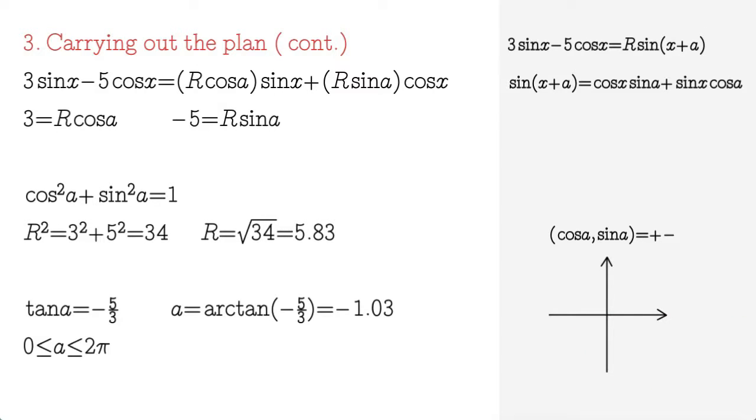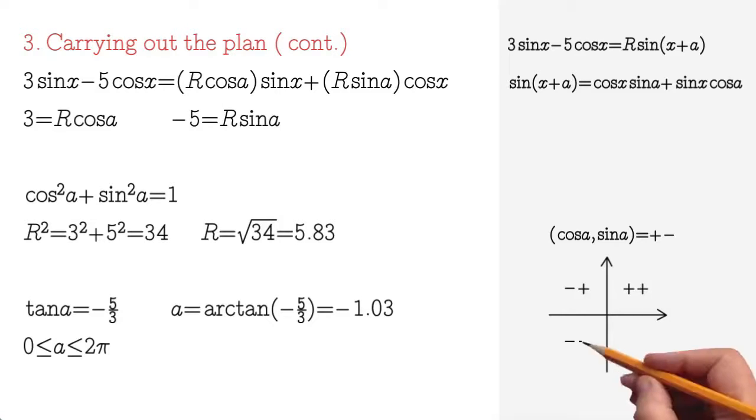In the first quadrant, both cosine and sine are positive, so our angle a is not there. In the second quadrant, cosine is negative, while sine is positive. Wrong again. In quadrant 3, both cosine and sine are negative, so wrong again. In the fourth quadrant, the cosine is positive, while sine is negative. That is correct. So our angle a is in this quadrant.